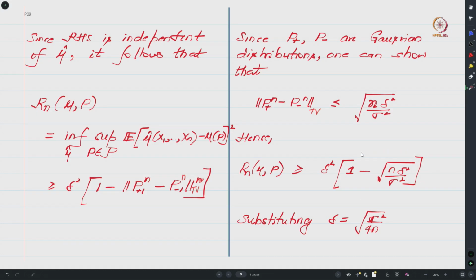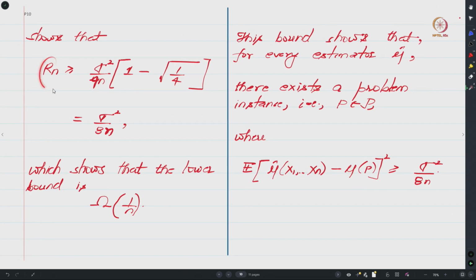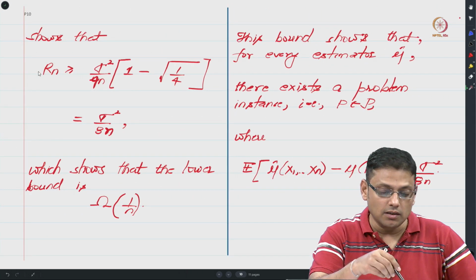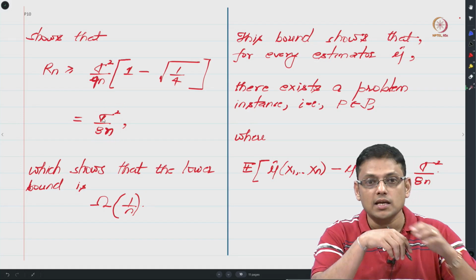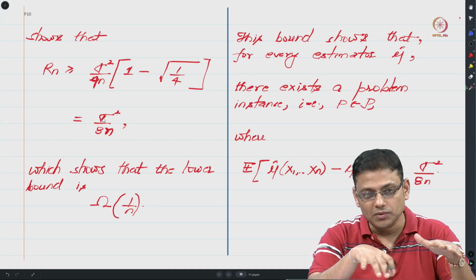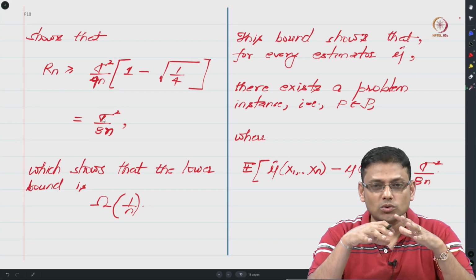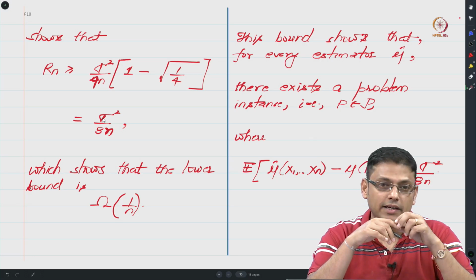Now if you choose this specific value of delta, that is square root of sigma square over 4n, and substitute this over here, one can see that the minimax risk estimator is actually lower bounded by sigma square over 8n, right. So I want to give you the gist of what this result is trying to tell us.